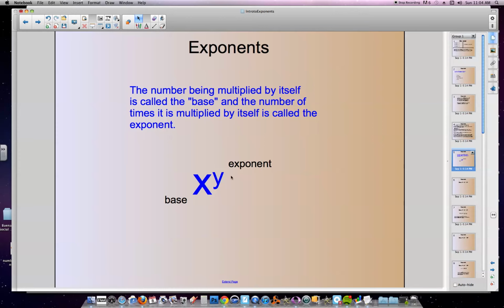So anyways, some labels. The number getting multiplied by itself is called the base, and the instruction for how many times to multiply it by itself is called the exponent. Just like with multiplication, we have the term, which is the number getting added to itself, and then the number, the coefficient, tells us how many times.